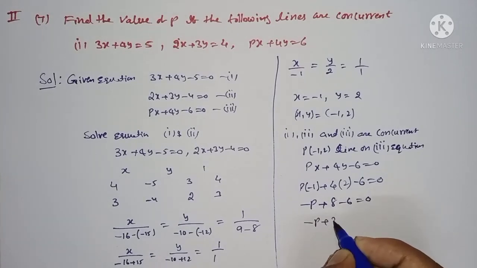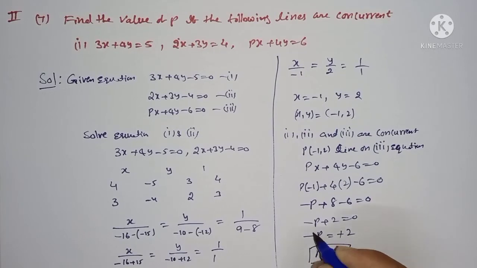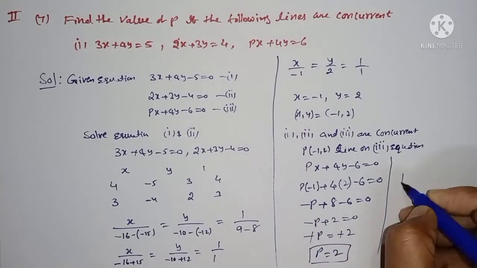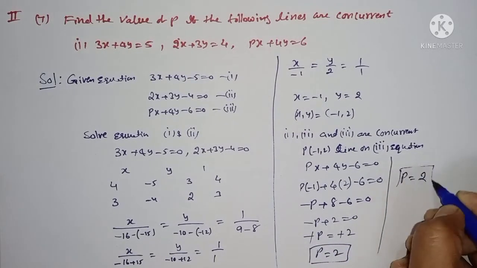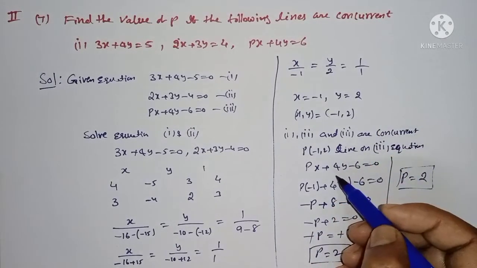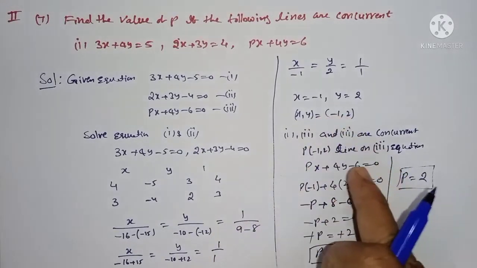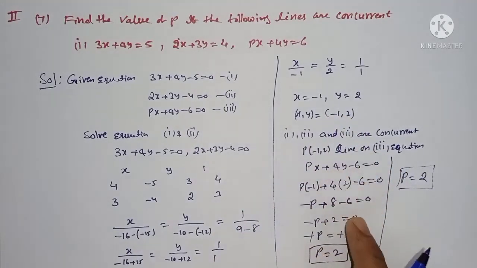Minus p plus 2 is equal to 0, or minus p is equal to minus 2, or I can write p is equal to 2. You got the value P is equal to 2 only. If it is given that the lines are concurrent, it means the point satisfies the third equation. You put the x comma y value in the third equation and get p is equal to 2 only. This is the method for concurrent lines.